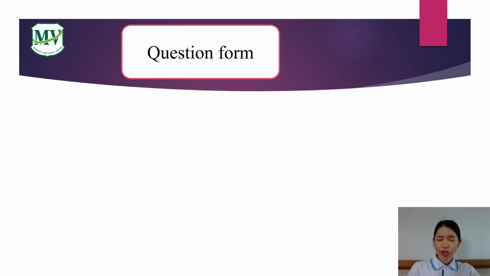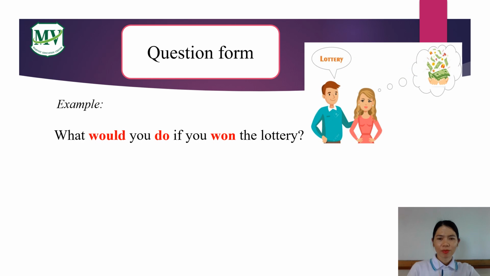Next, let's learn about the question form of second conditional. Example. What would you do if you won the lottery? What would you do if you won the lottery? In this sentence, I start the sentence with WH.